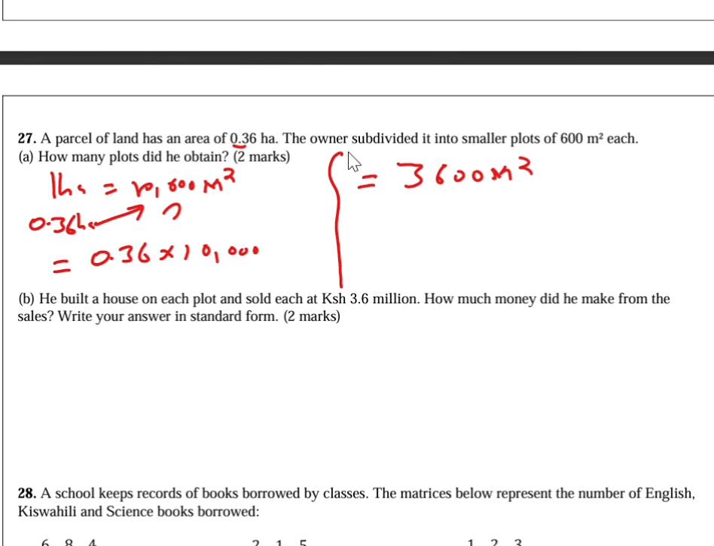And now tuna divide into smaller plots. Sasa hii plot moja yetu kubwa ndio hii, tunagawanya into smaller plots of each measuring 600 meters square. So to get the number of plots, just divide the two areas. So it will be 3,600 divided by 600. Utapata plots ngapi? You will see utapata 6 plots. That is the answer to part A.